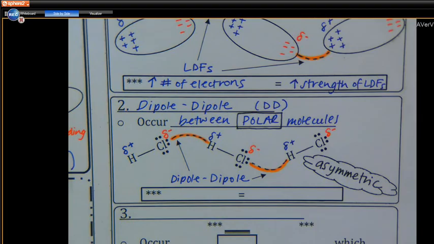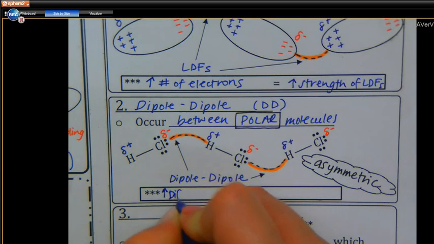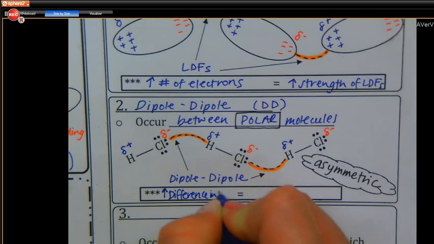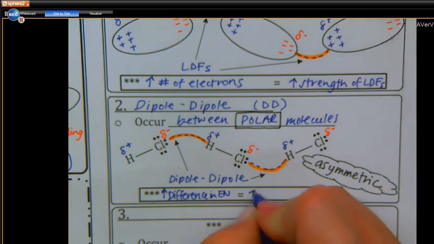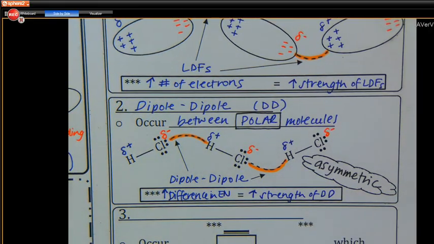Or H bonds. Okay? This is still not a bond. Okay? It's still not a bond. We call it hydrogen bonding because it occurs in molecules that contain a certain type of atom bonded to a hydrogen. That's why it's called hydrogen bonding, is because this bond between hydrogen and a different type of atom has to exist within the molecule in order for hydrogen bonding to occur.